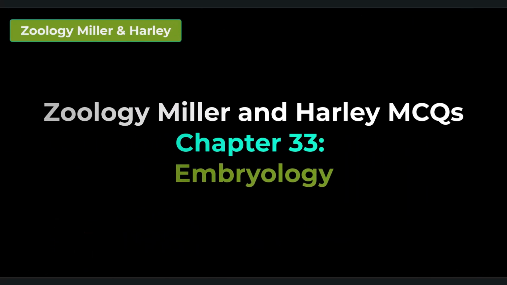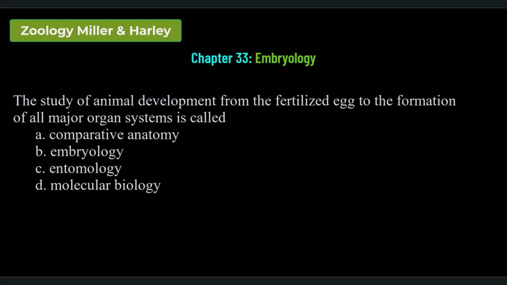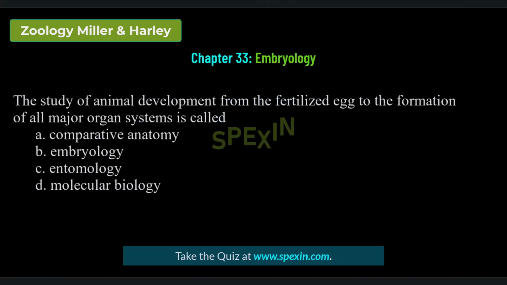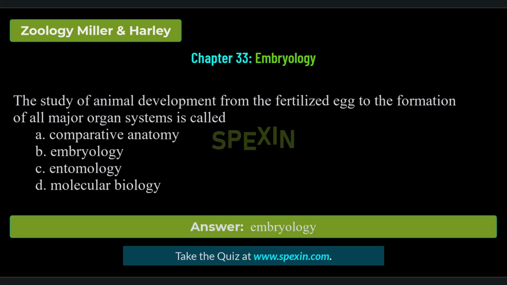Zoology Miller and Harley MCQs. Chapter 33. Embryology. Let's start. The study of animal development from the fertilized egg to the formation of all major organ systems is called: A. Comparative anatomy, B. Embryology, C. Entomology, D. Molecular biology. Correct answer: embryology.